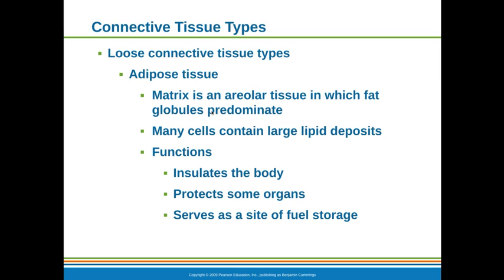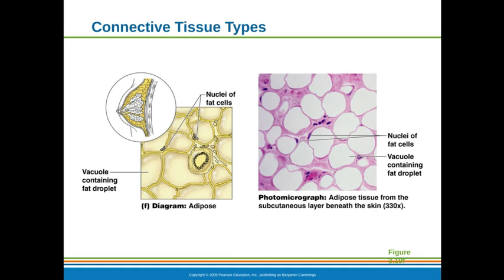Okay, we also have adipose tissue. Now, this is commonly called our body fat. Many cells that contain large lipid deposits. Now, this is going to help insulate the body to help regulate body temperature. It also surrounds our body organs and serves as a site of fuel storage. So for this long-term energy storage, we store this as lipids.